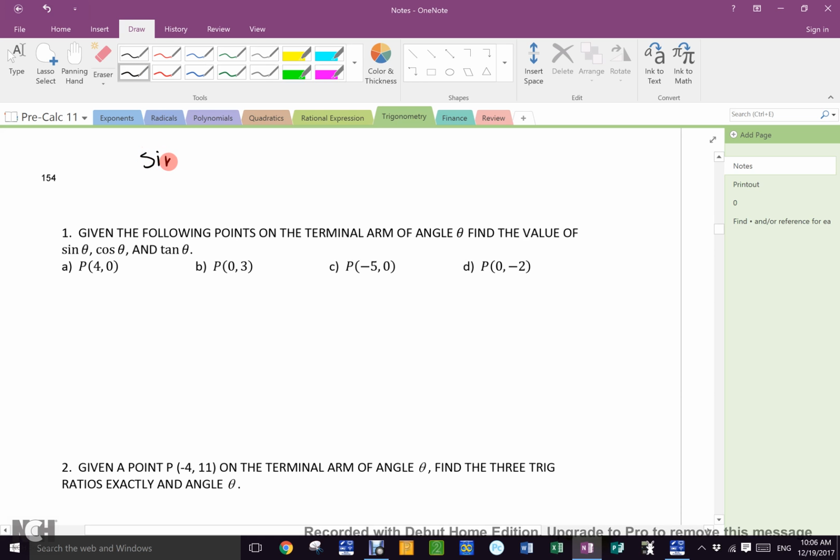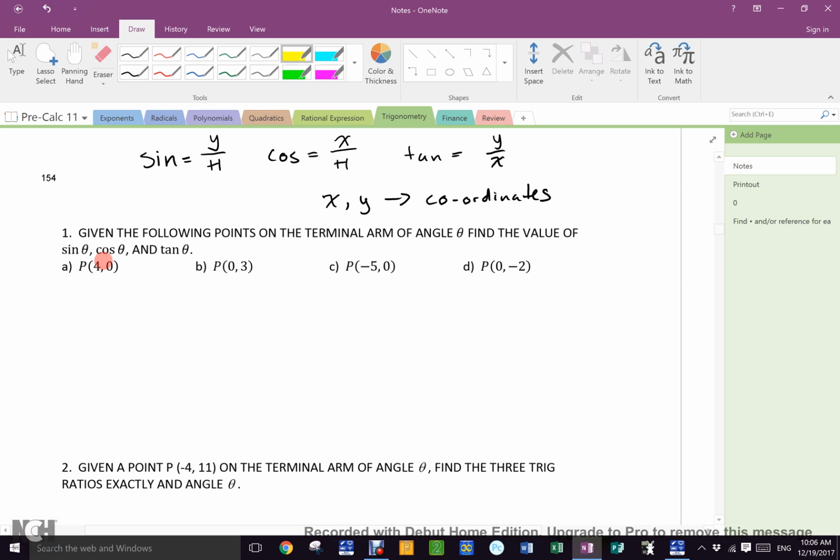What is sine? You just wrote it down 2 seconds ago. If you've got to flip back a page, that's cool. What is sine? Y over H. What is cos? X over H. What is tan? Y over X. X and Y are coordinates, right?